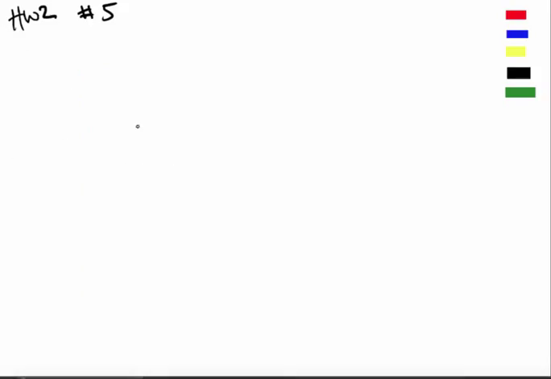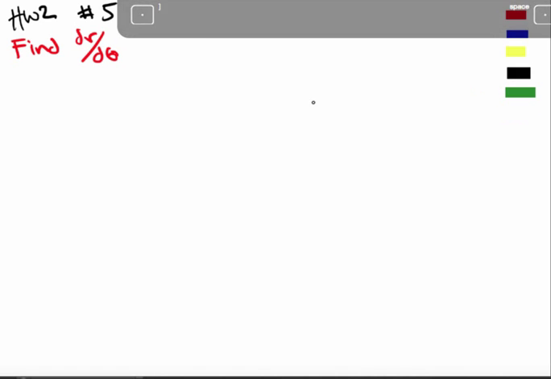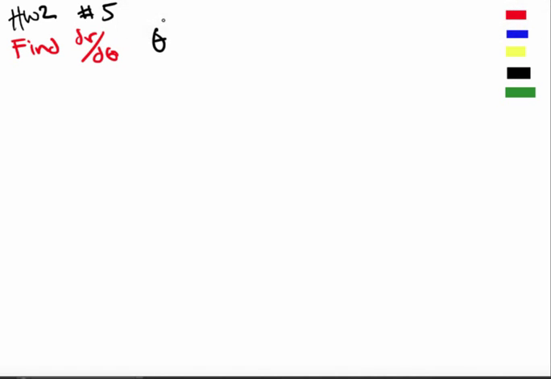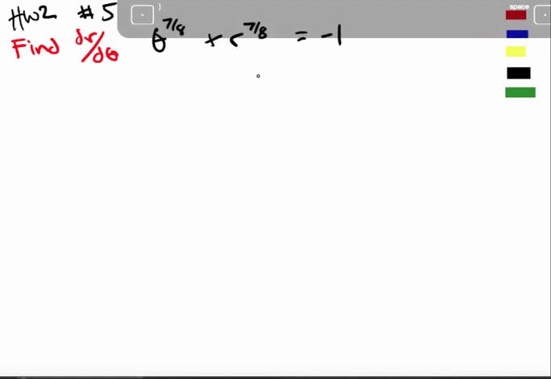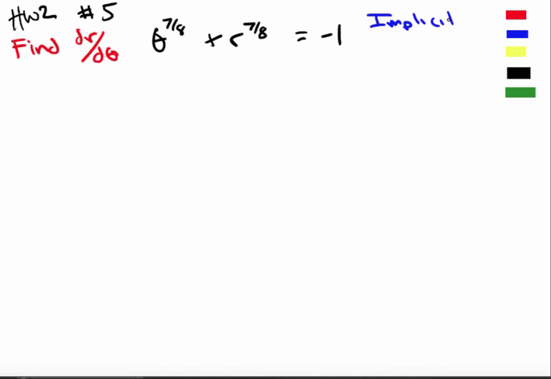Okay, so this is homework 2, problem number 5, which wants us to find dr over d theta of theta to the 7/8 plus r to the 7/8, which equals -1. And so we can see that we're going to need to be able to use implicit differentiation.